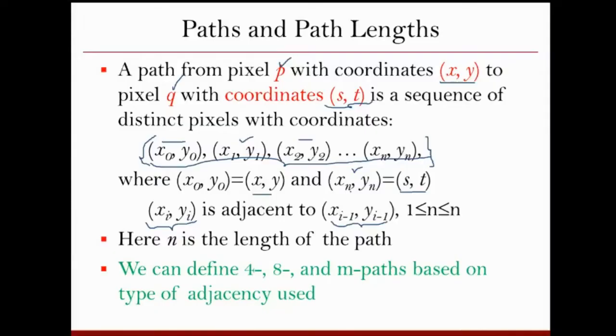So if we have the set of these kind of pixels, collectively they can tell you the path between the two given pixels. And what will be the path length? You just count how many pixels you have hopped while going from one pixel to another pixel. That will tell you the length.